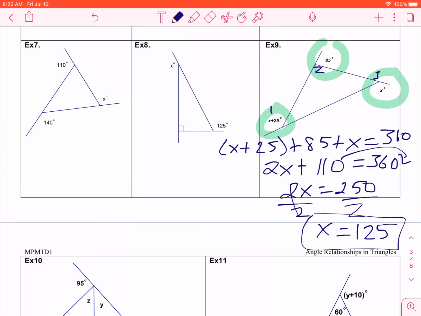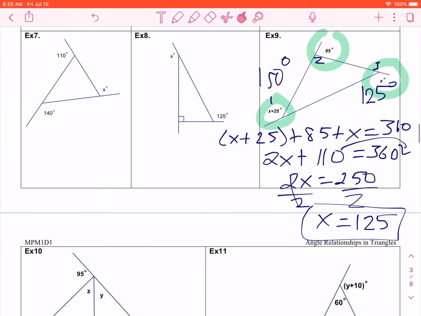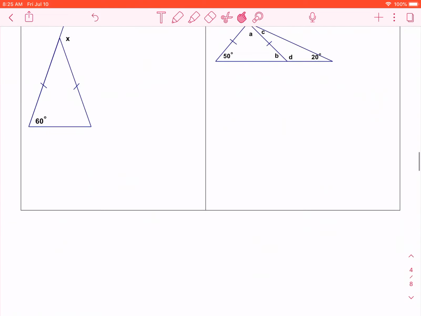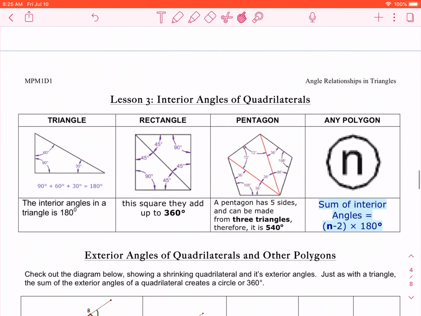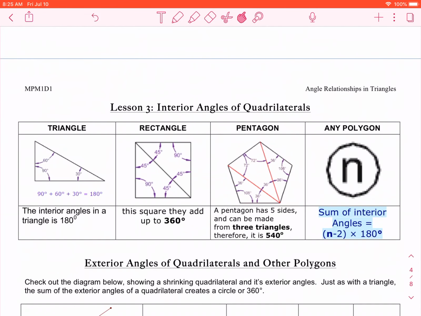Okay, so then this obviously is 125, and then this will be 150. Okay, and if you add those three up, it does equal 160. Perfect. Okay, so that's pretty much those angle theorems. Okay, we can move on to quadrilaterals.